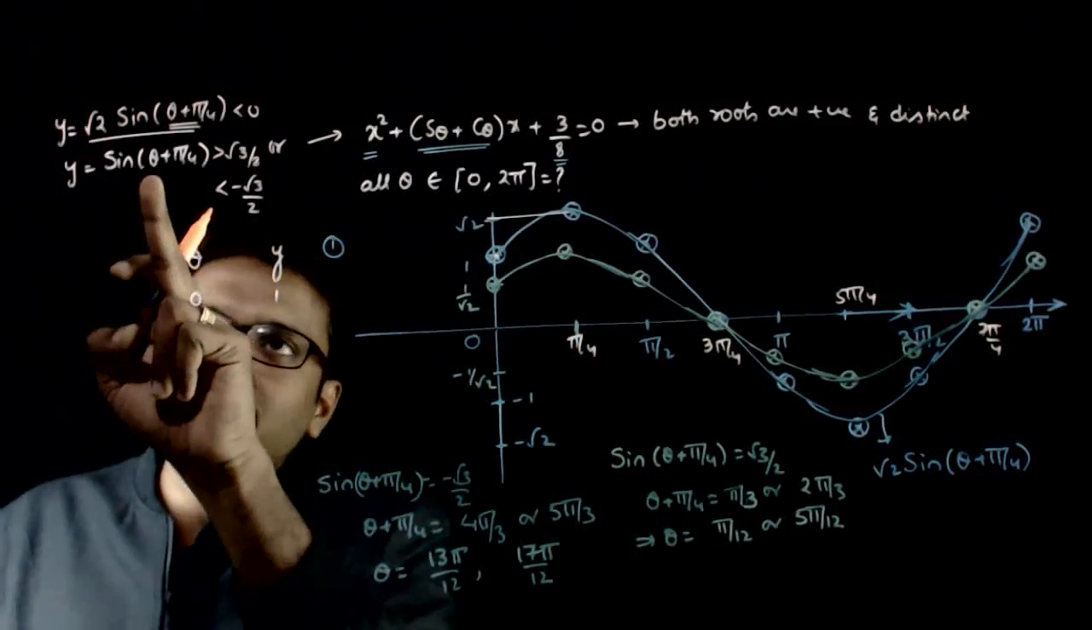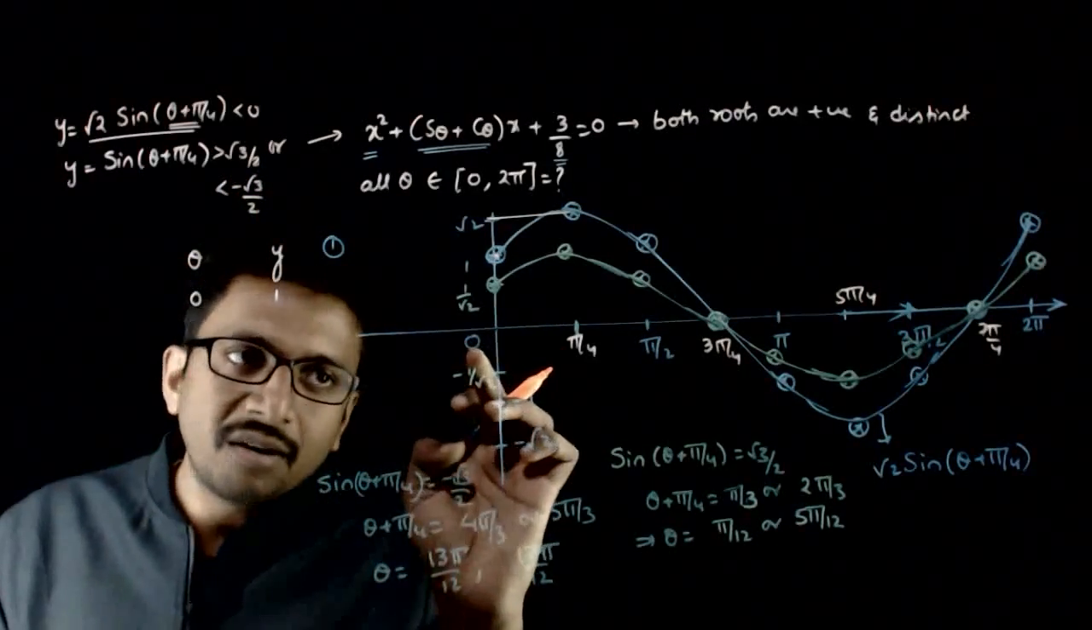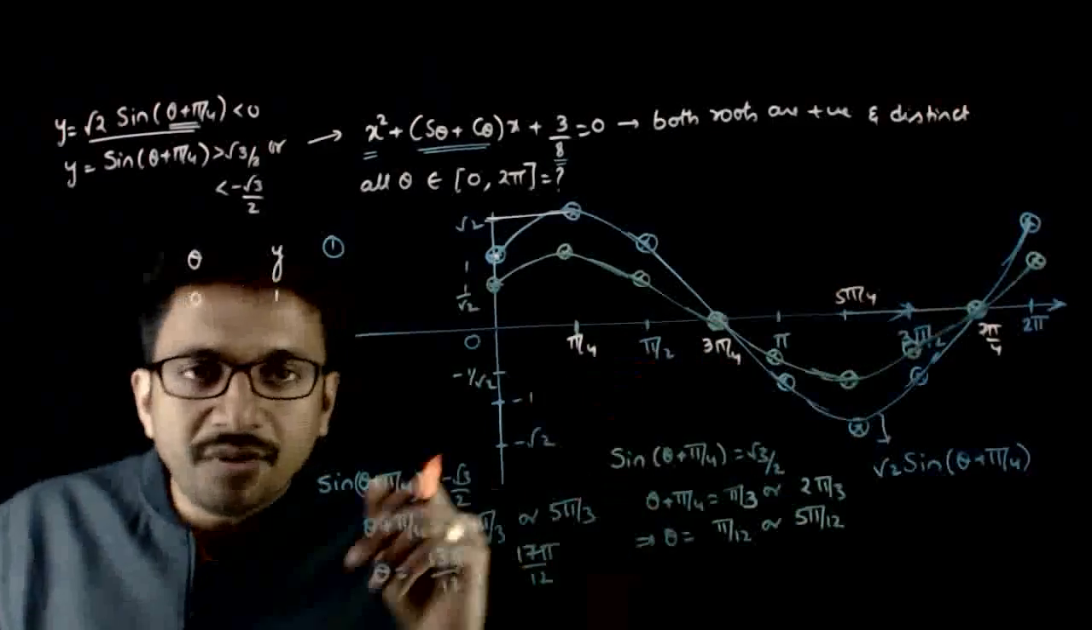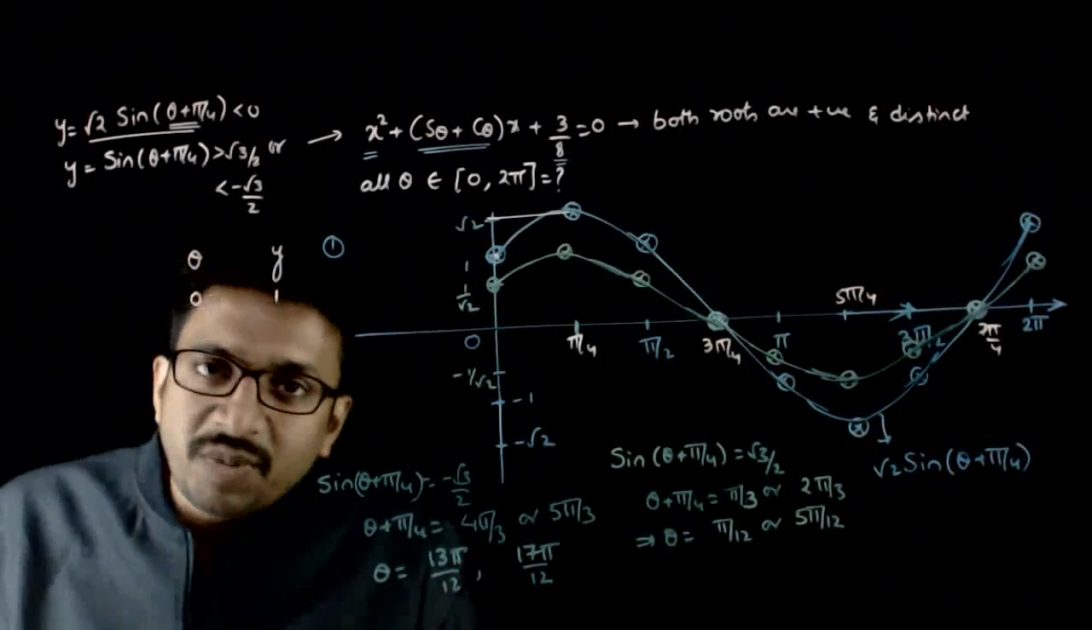So here also just put different values of theta and you get different values of y. So I have got the points at regular intervals of pi by 4. I have joined these points, so I got the curve sine of theta plus pi by 4.